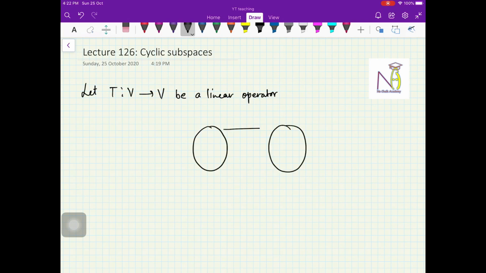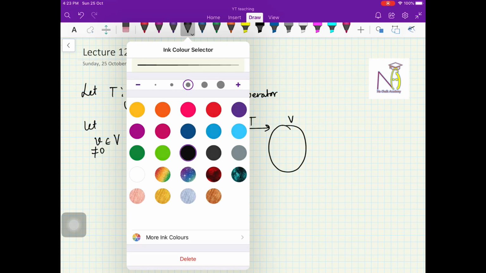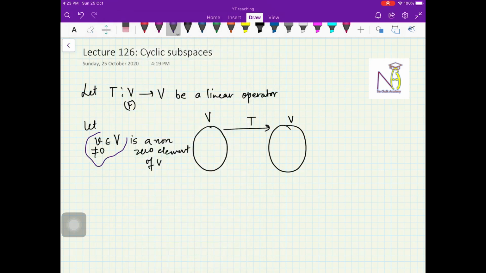So you have a situation like this. You have V, a vector space over the field F, and T from V to V. Now let small v belonging to V be a non-zero element of V. You have fixed this particular element, so this is a fixed element of V.